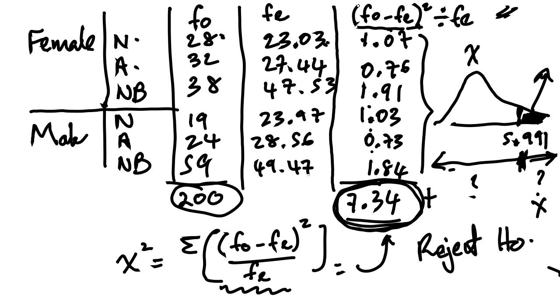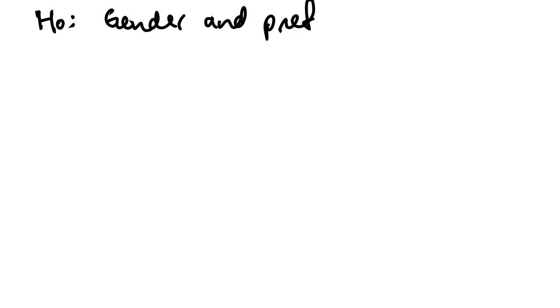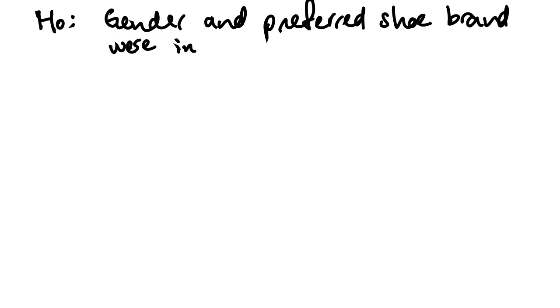Keep this in mind, we're rejecting H0. So just to recap, in my first step when I started off this problem, I said H0 was that gender and preferred shoe brand were independent, right? And then H1 was H0 is false, so basically the opposite of H0.